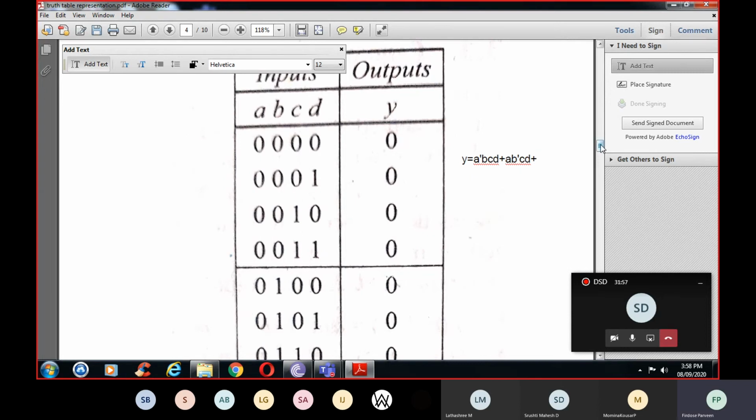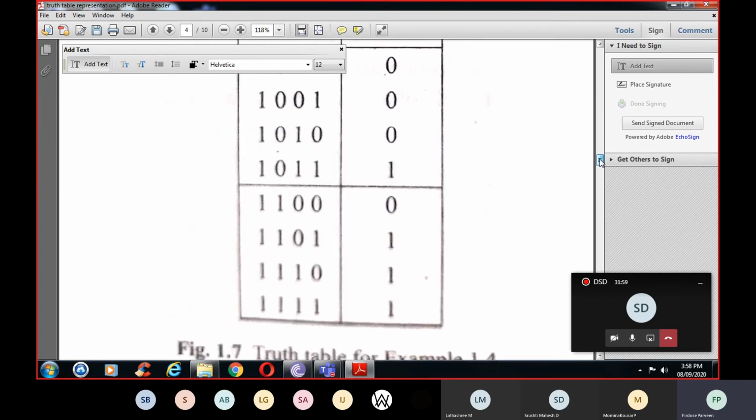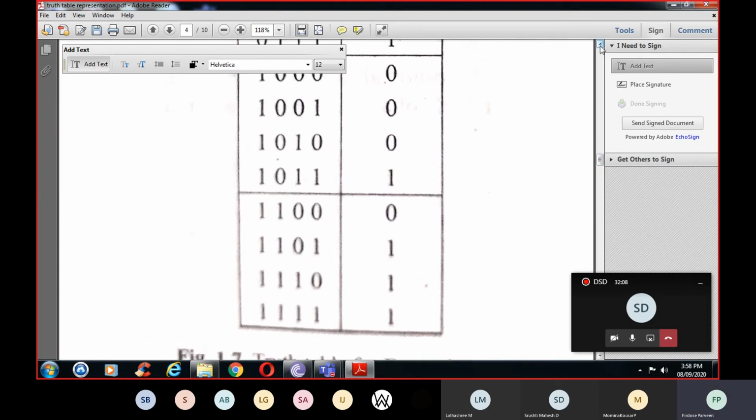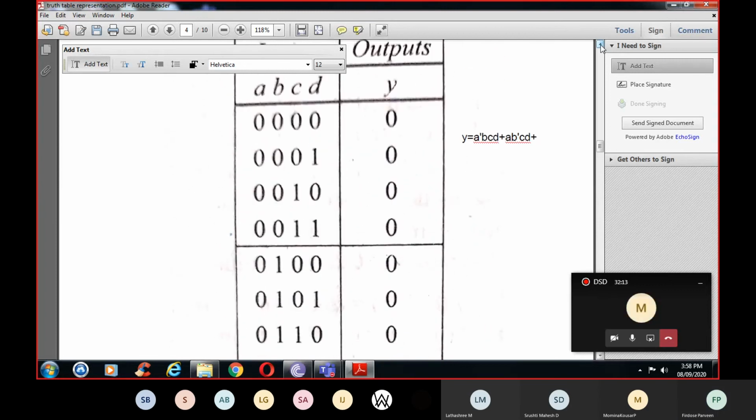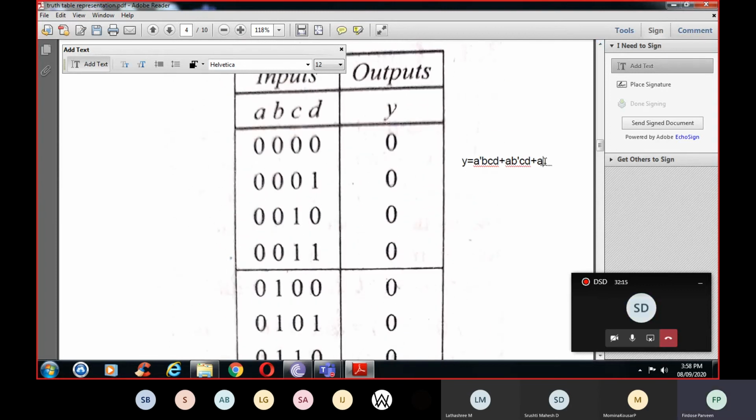So still where it is 1, how will you write the expression seeing the truth table? I am telling you all. So here it is 1, 1, 0, 1. And it is 1, 1, 1, 0. It is 1, 1, 1, 1. So how will you write? You will be writing 1, 1, 0, 1: it is A, B, C bar, D. Okay. So next 1, 1, 1, 0: A, B, C, D bar.